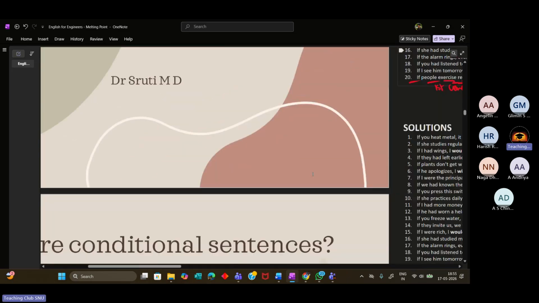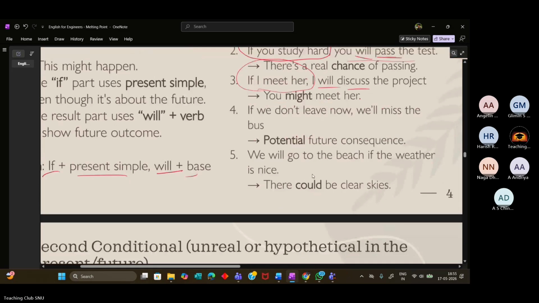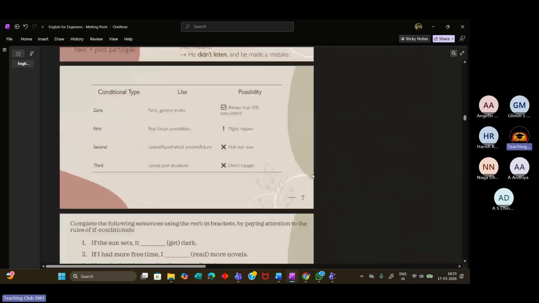Did you guys understand? புரிஞ்சுதா? Thumbs up, please, if you guys understood. புரிஞ்சுதாங்க?